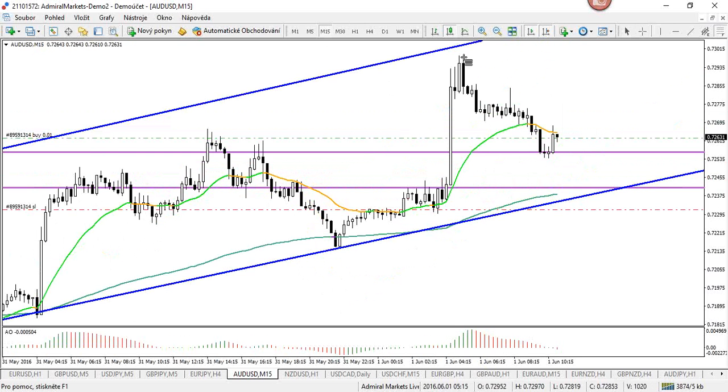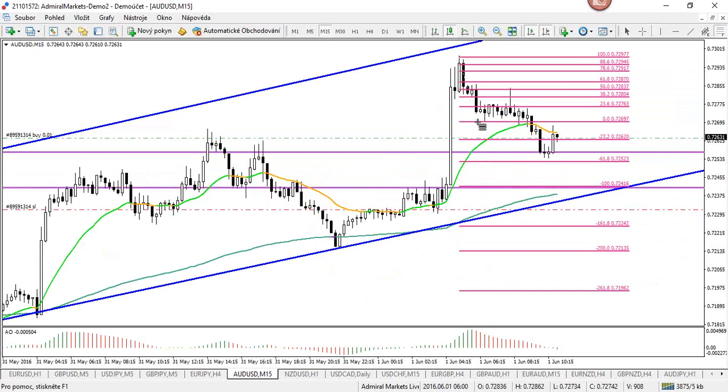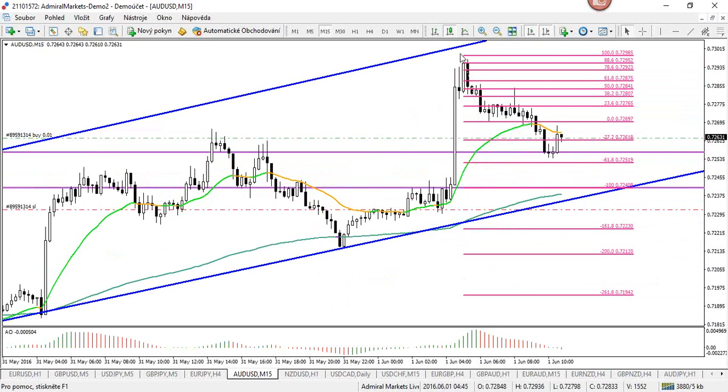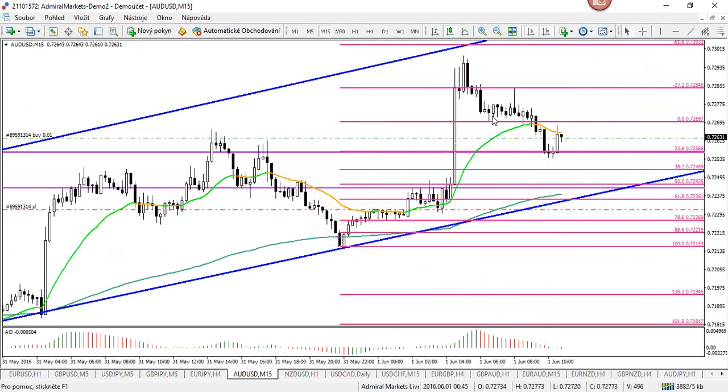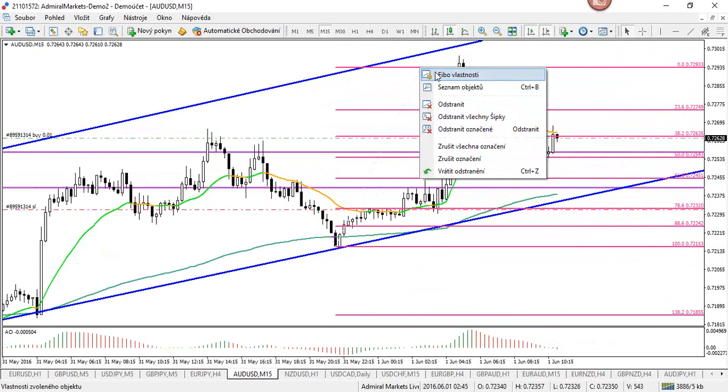All right, if we put a fib from here to here, we hit the minus 61.8 target already. I was too late for that, but no, we didn't. Well, we almost hit it. What else? 50 fib bounce, too.